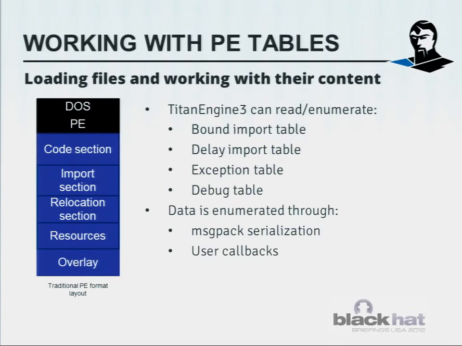So how do you enumerate data? And this is really important. Enumerating data can happen with user callbacks or with serialization. So you can use one or the other approach. The callbacks are used because there can be a lot of data in the PE files. Those strings can be basically indefinitely long. To avoid the issue of using too much memory, you can use callbacks to enumerate one entry at a time. If you prefer to have all that data available to you right away, then you can use the MessagePack serialization, which is included in the package.